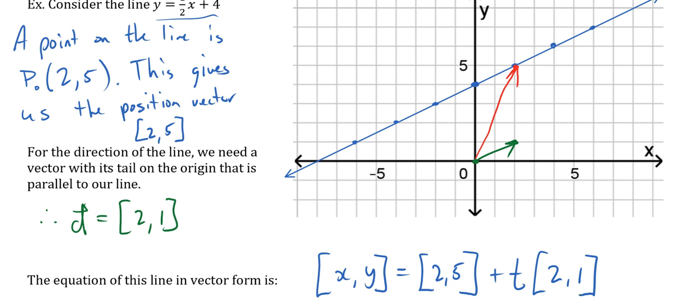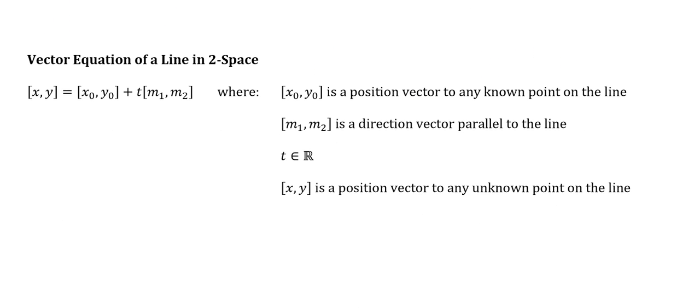If I make it 2, I'm going to start at that point, and every time I go over 2, I'm going to go up 1, right? So I'll go over 4, up 2, like if I make t 2, right? So I can scale the direction vector as big or as small as I want, multiply it by fractions, decimals, whatever you want, and you can see how that's going to give us all the points on the line. Okay, and then there's our little summary of that.